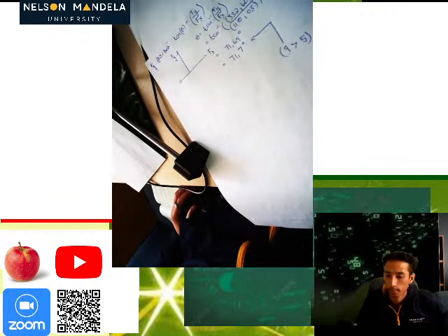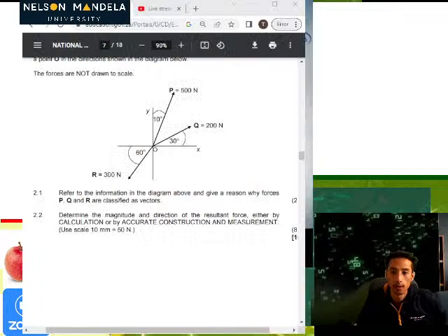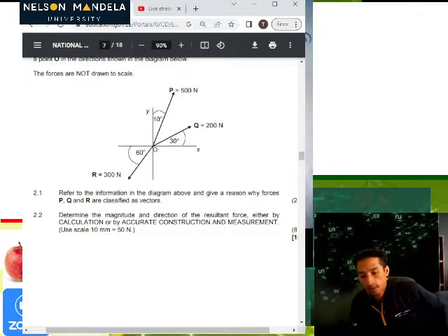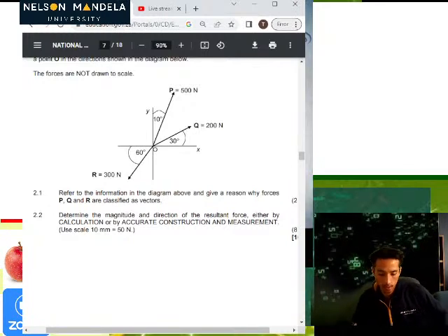So that is how you calculate the resultant vector. Okay, just in general, that's how you calculate the resultant vector.